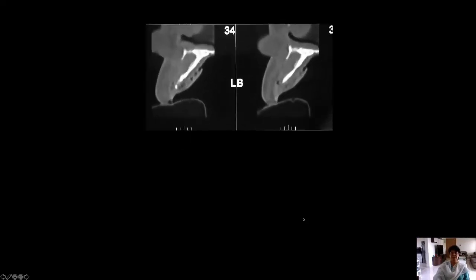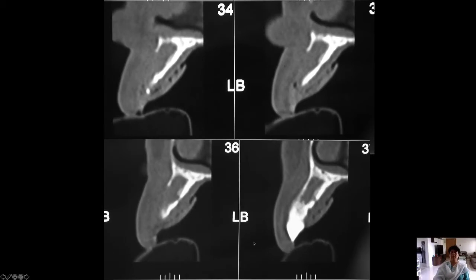Even in an image which is taken prior to surgery, you can read this image very well, that the whole palatal bone is intact, but the buccal plate is only present in the apical region. Rest of the entire plate is missing. And such type of patients obviously need some procedure.